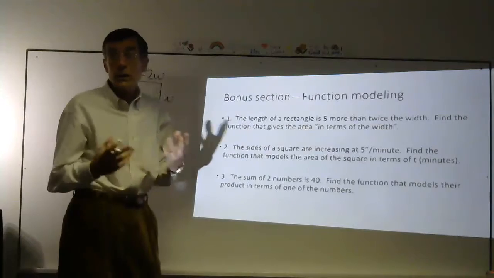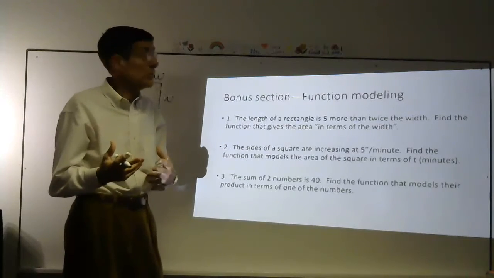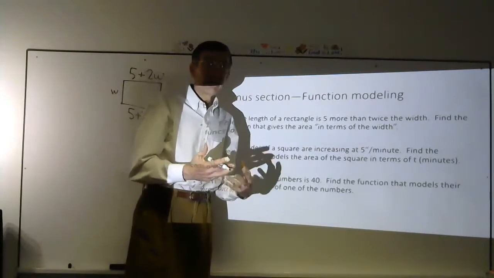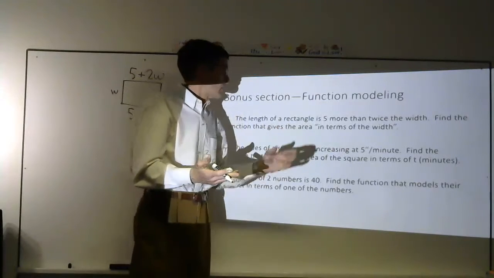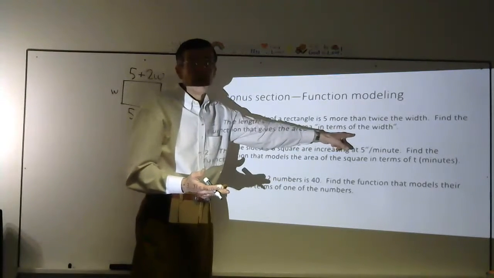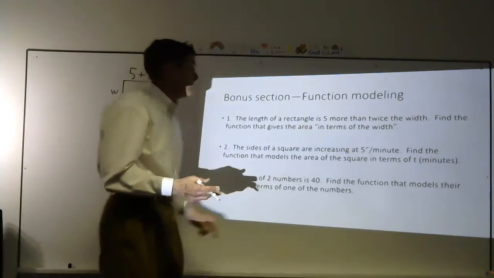You see the way that's phrased? In terms of the width. When you see in terms of, it's telling you what the variable is. So I want you to write an area function where the variable is W. Got it? Okay.